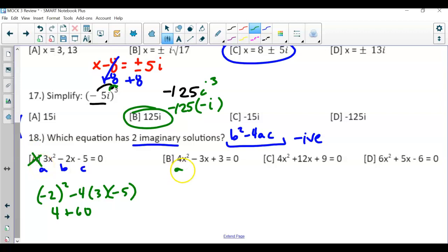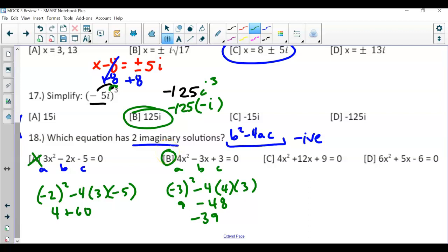So now let's go to B. A, B, C. So again, b squared, negative 3 squared, minus 4 times a, which is 4, times c, which is 3. When you put all this in the calculator, this could give you 9 minus 48. Notice how if you were to subtract that, you do get a negative 39. So that's why here the answer is B.